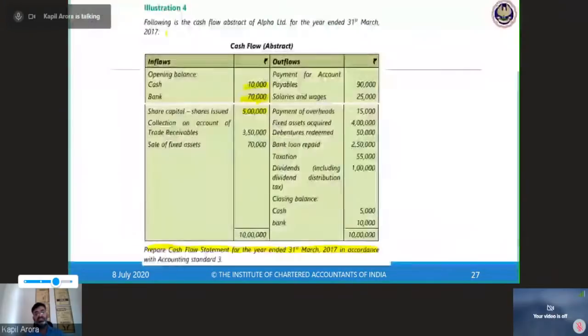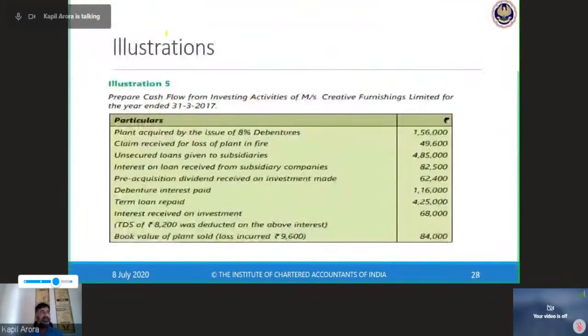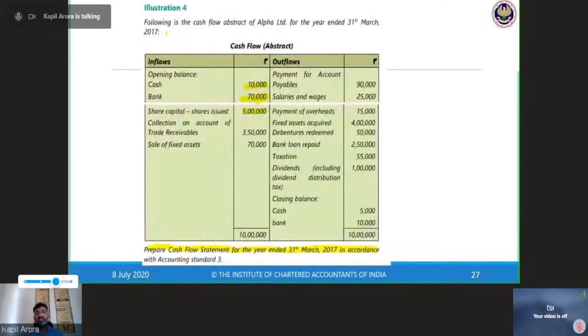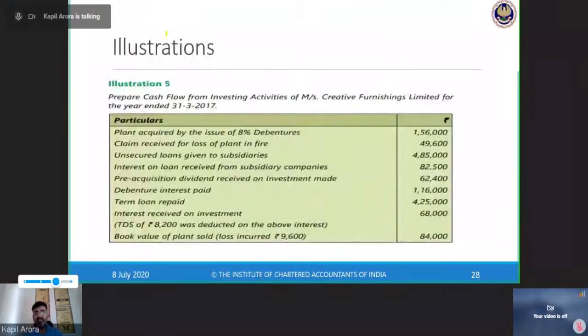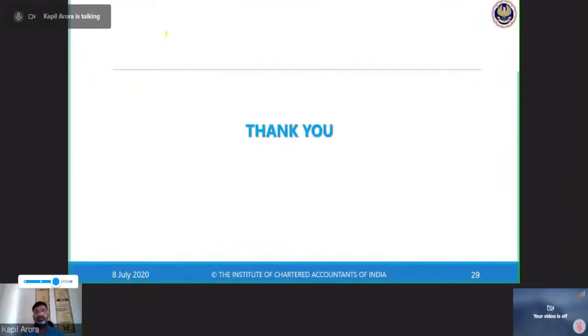So we have one more illustration. I think we'll do one more illustration in our next session. So we are closing our session here. You can bring your queries whenever you have them. I suggest that illustration 5 of this, please do it yourself. That is the homework you have. Please solve illustration 5. If you have questions, we will discuss them. Thank you.